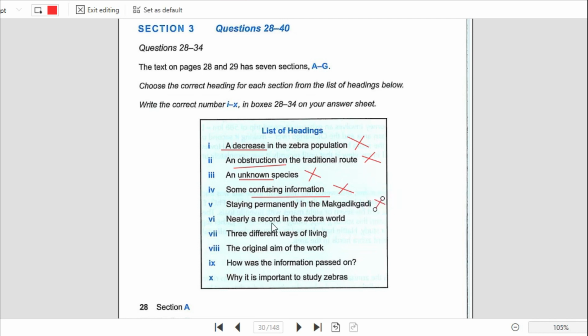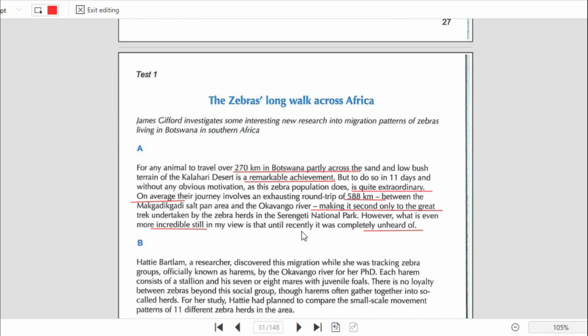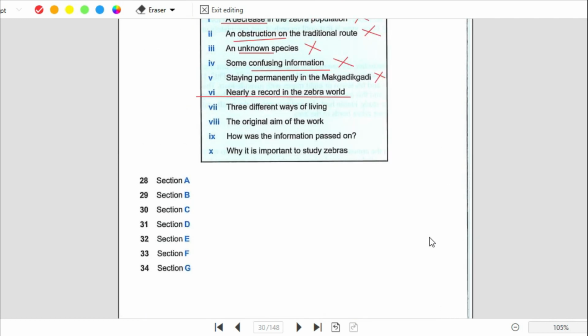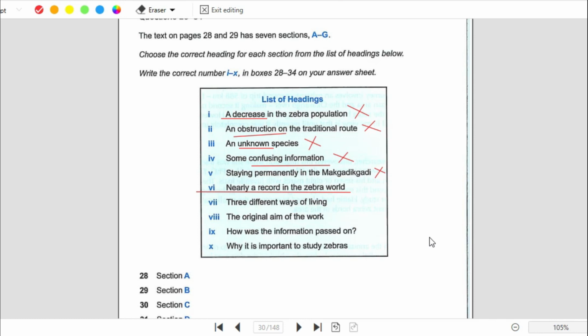Then nearly a record in the zebra world? Yes, we have to hold this. Why do I tell you to hold this? Because let's go back to the passage and see one sentence that we have marked, that is making it second only to the great trek, which means that second means it is nearly a record. So we can hold this one, nearly a record in the zebra world.